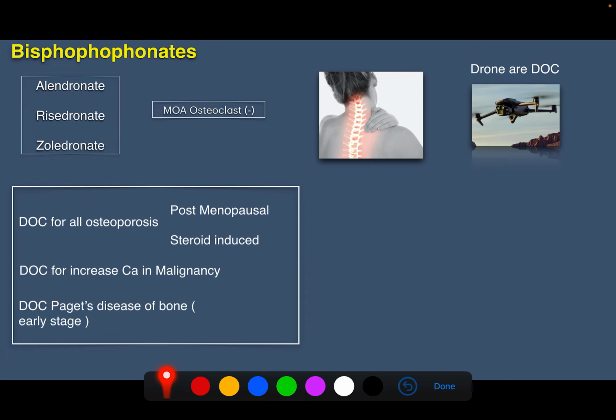Now this can also be given for increased calcium in malignancy. I explained to you why there is increased calcium in the blood in malignancy, right? So we are giving these drugs. And it is the drug of choice for Paget's disease of bone. Done. Bisphosphonates. Now calcitonin is the fastest calcium lowering agent from this.